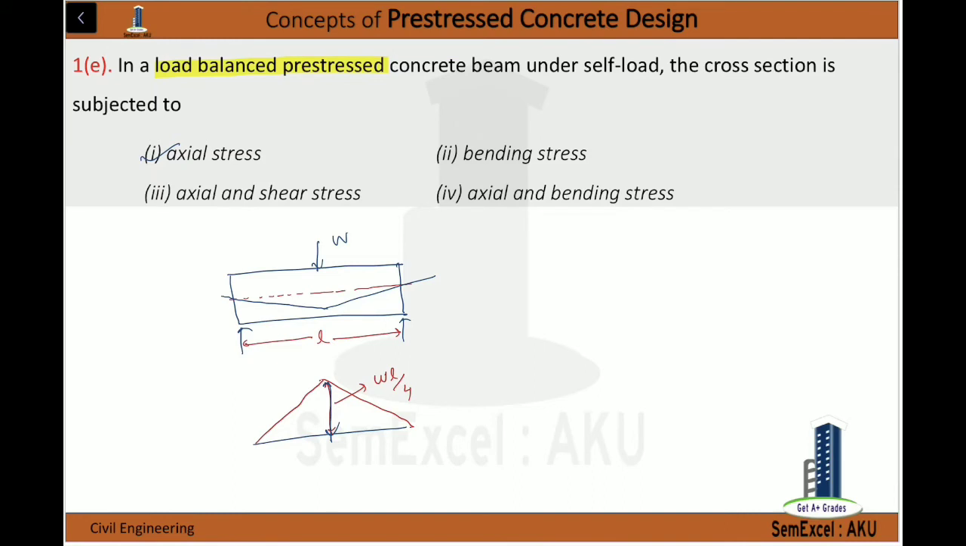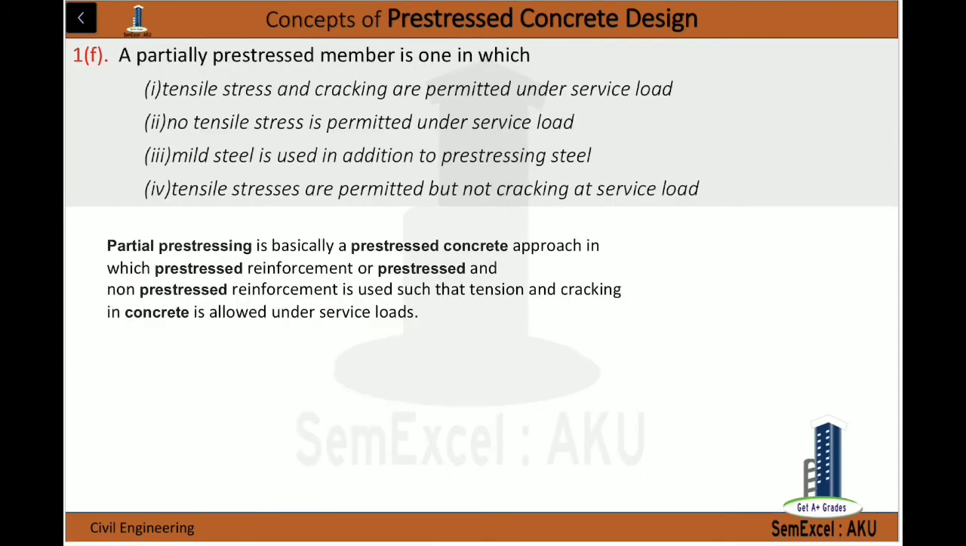The second option is bending stress. This option cannot be true because we are nullifying the bending stress, so this is not correct. The third option is axial and shear stress. Yes, the third option may also be correct because there will be shear stress, and shear stress will be equal to the sum of all the forces either left to the section or right to the section. So the correct option here is option 3, axial stress and shear stress. Let's move to the next question.